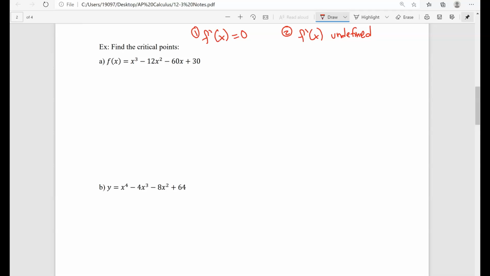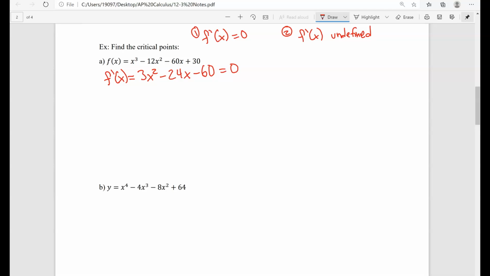So let's do the first problem. We have this function, f of x equals x cubed minus 12x squared minus 60x plus 30. We want to find all the critical points. Now, obviously, we could easily just graph this and identify, oh, here it is. But we just want to do it algebraically. We want to be able to use calculus. So the first thing we're going to do is take the derivative of this. Taking the derivative gives me 3x squared minus 24x minus 60. And now that I have the derivative, I'm going to set this equal to 0.